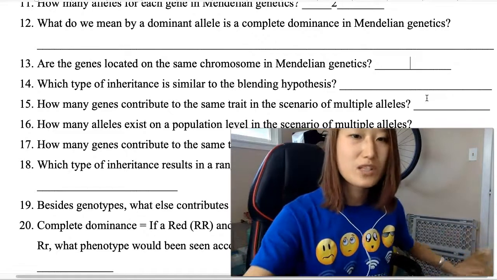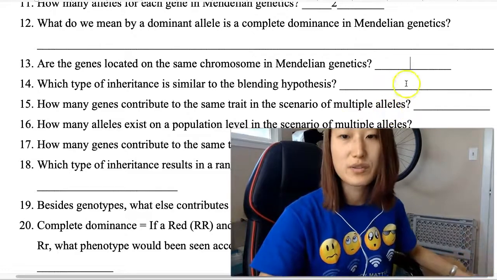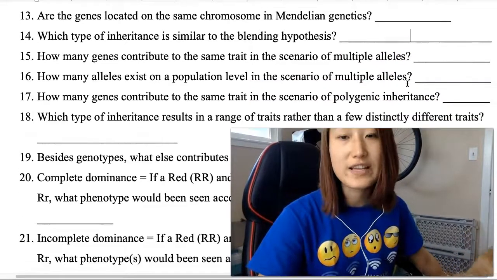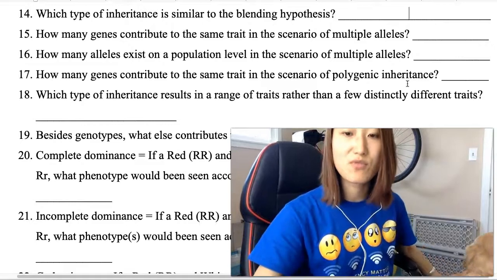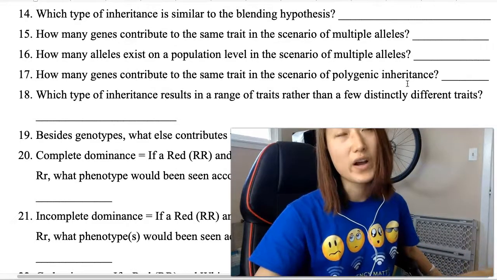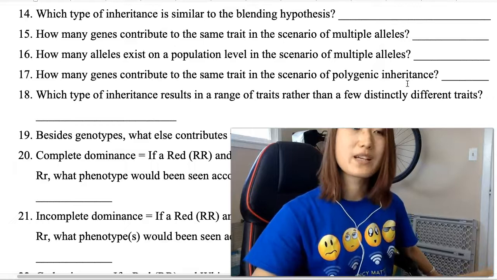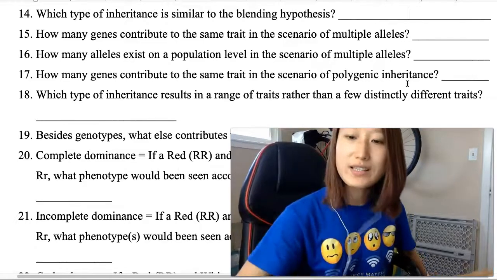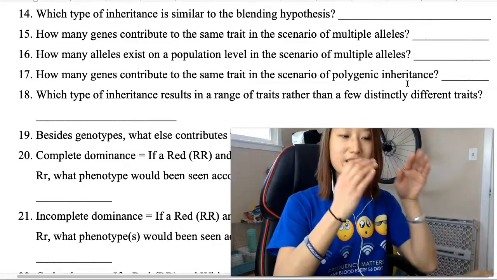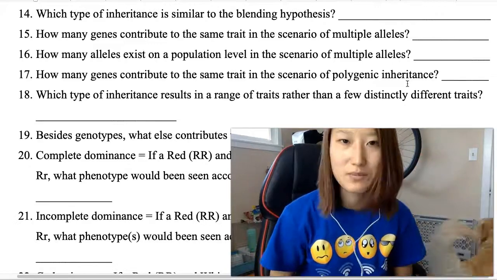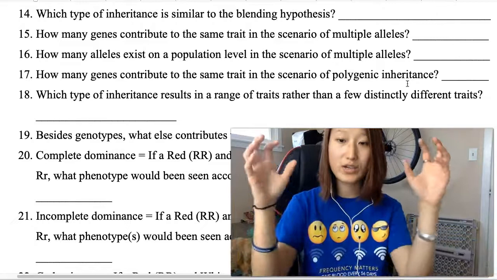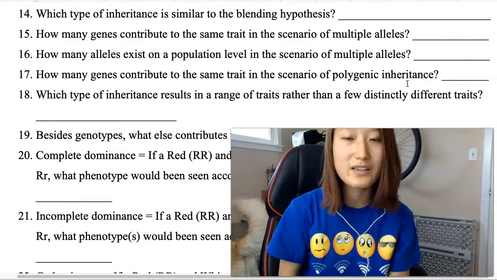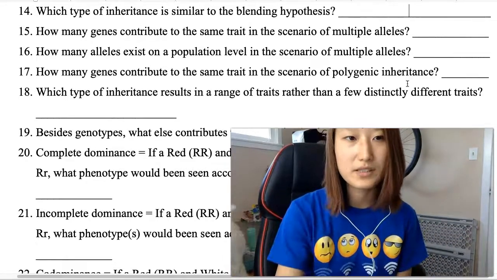Okay. Which type of inheritance is similar to the blending hypothesis? That is our incomplete dominance. So that's the case if you were to have a red flower and a white flower, and then you end up getting a pink flower, which is kind of an in-between situation. That is called incomplete dominance. That's very similar to the blending hypothesis, where you have two traits and they just kind of clash and blend together.